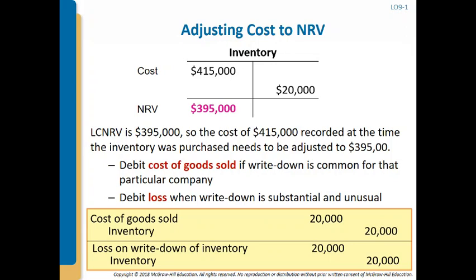Well, why do you do it when it's uncommon? Why do you do it that second way? I think probably to make it known. This loss on write down of inventory is a little more notable and obvious than just simply the adjustment to cost of goods sold.